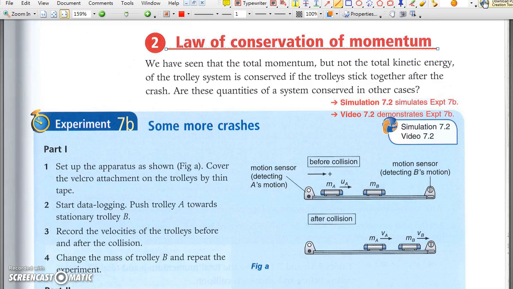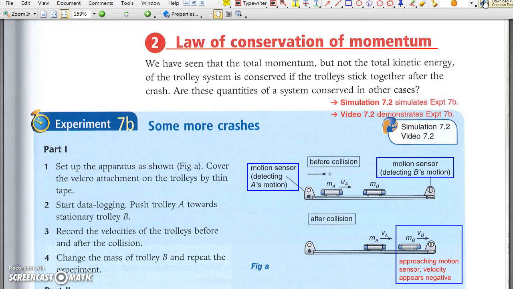Momentum is not only conserved in a sticky collision. In experiment 7b, a stationary trolley B is collided by a trolley A again, but in this case, they travel separately after collision. Two motion sensors are necessary to detect the motions of A and B individually. The final velocity of B will appear to be negative after collision in motion graphs, because trolley B moves towards its motion sensor after collision.